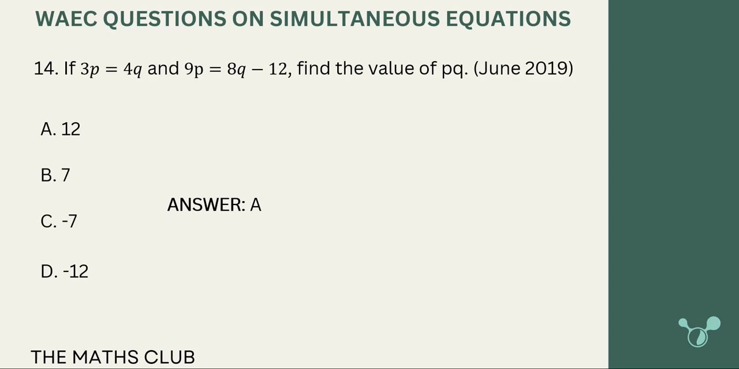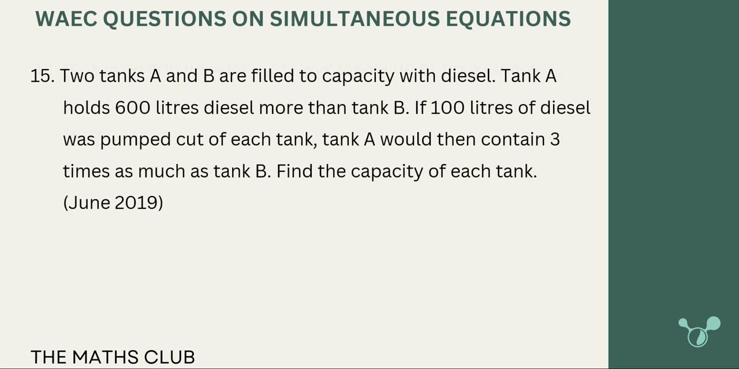Great. Question 15 says that 2 tanks A and B are filled to capacity with diesel. Tank A holds 600 liters diesel more than tank B. If 100 liters of diesel was pumped out of each tank, tank A would contain 3 times as much as tank B. Find the capacity of each tank. I want you to pause the video and try this out yourself. Forget about all the big words, break it down into small bits and you find your answer.